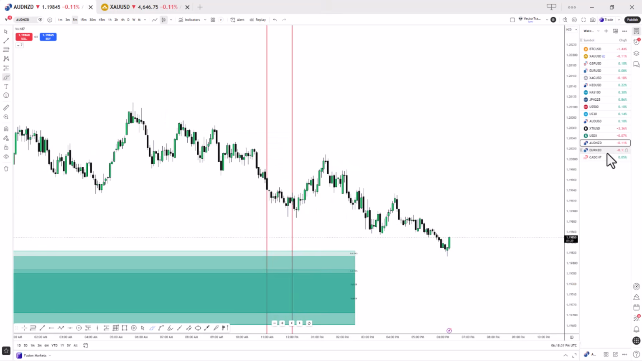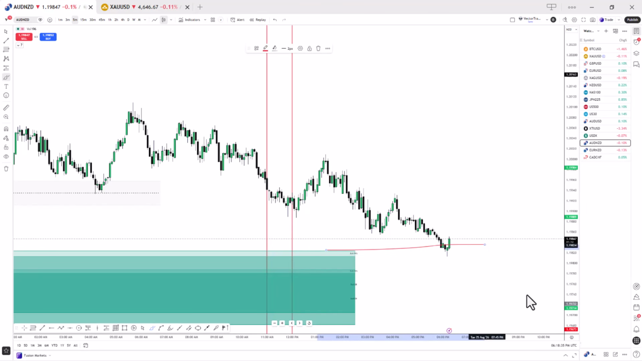But let's look at AUD and NZD. I did not execute a trade here, and price hasn't even gotten there yet. And also, time is up. I'm not going to trade anymore. So I wouldn't really worry myself with this.